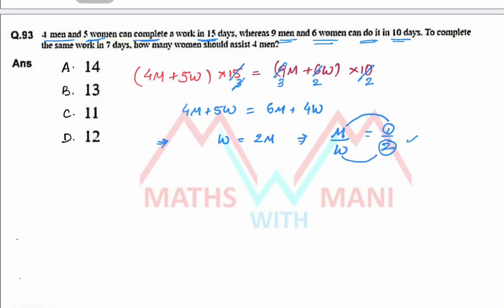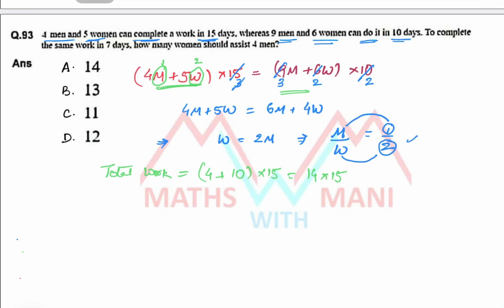Now if men can do 1 part and women can do 2 parts, then what about the total work? The given work is equal to how much? You can take this or this. 4 men, in the men's place you can put the value 1, and for women the efficiency is 2. So 4 into 1 is 4, plus 5 into 2 is 10, into 15. So 14 into 15 is the total work, the given work.